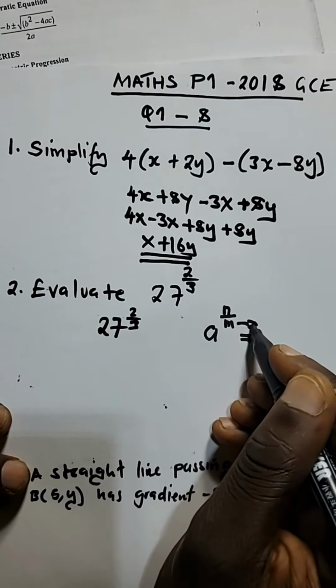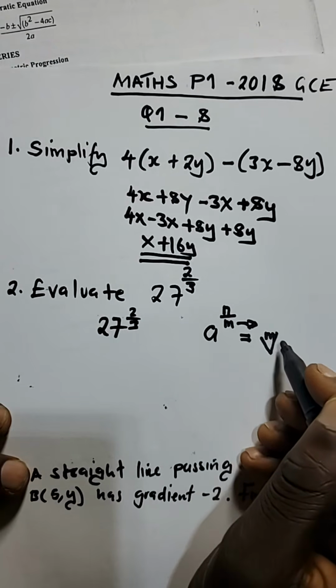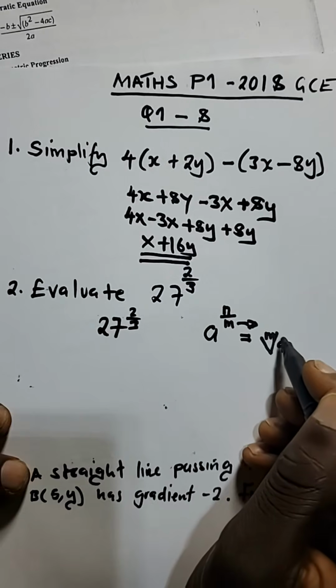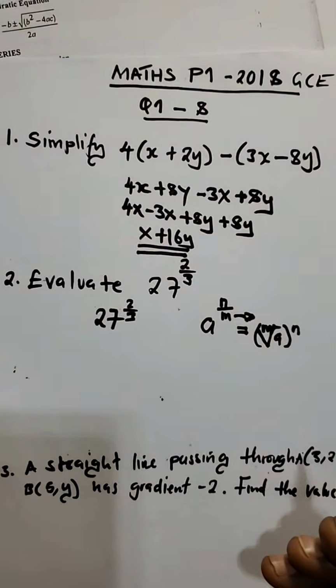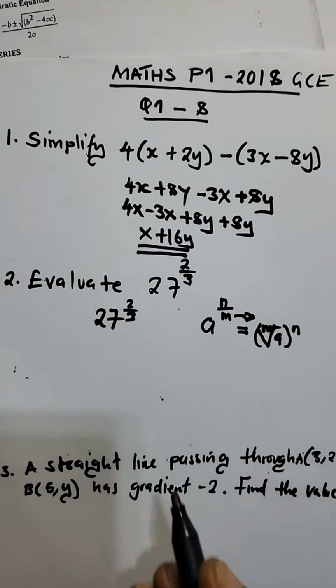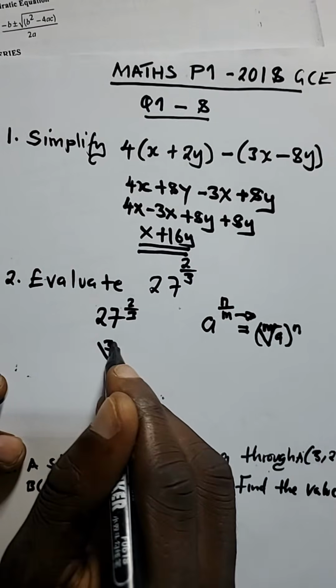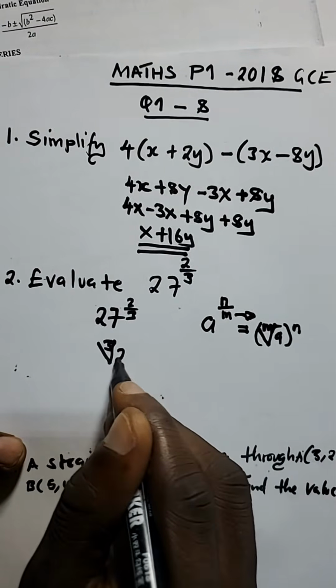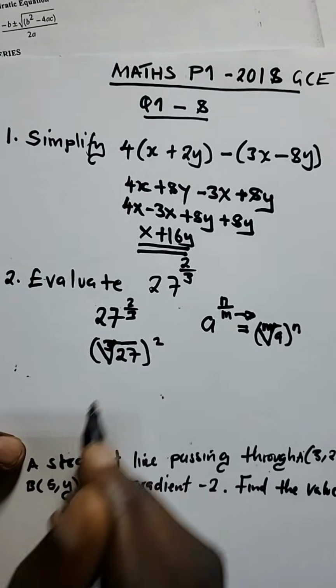The denominator here becomes the root, so it becomes the m-th root of a, in bracket, to the power n. This is exactly what you're supposed to do here. So this 3 becomes the root and it becomes the cube root of 27, to the power 2.